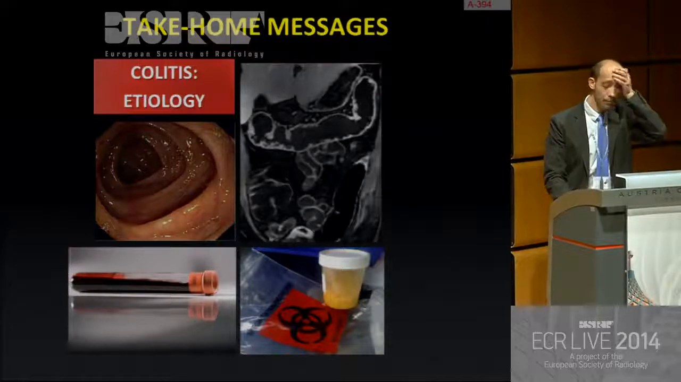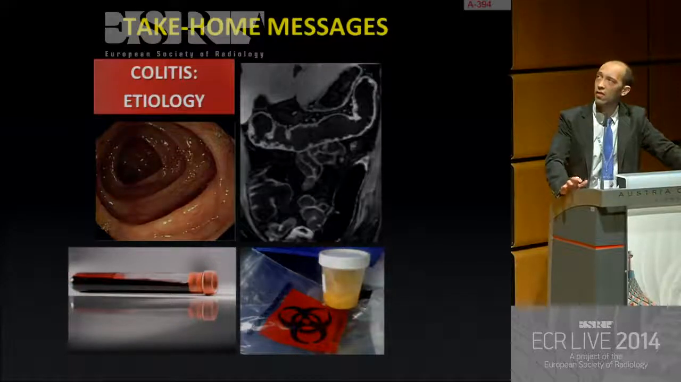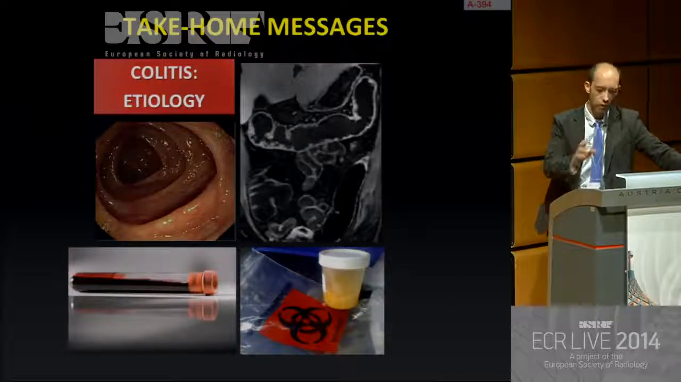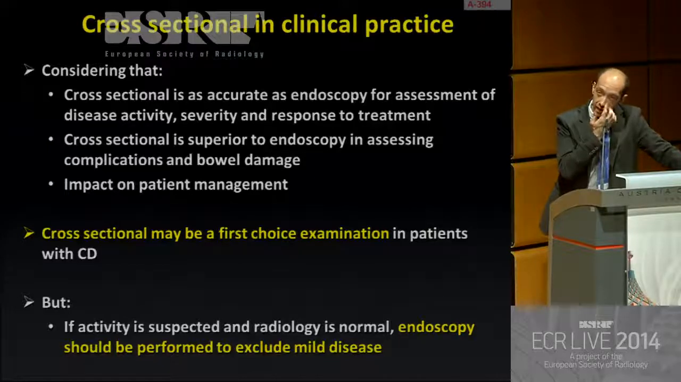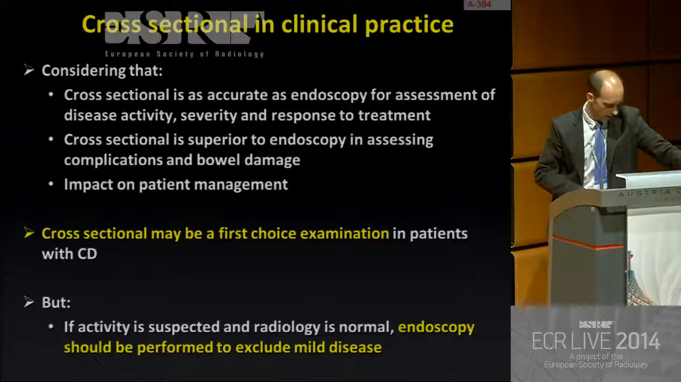So in summary, the diagnosis of Crohn's and ulcerative colitis relies on a combination of endoscopy, clinical symptoms, imaging, pathology, and biomarkers. In the adequate context, we can establish the diagnosis of Crohn's disease, and considering that cross-sectional imaging has similar accuracy for extension, detecting activity and grading severity as endoscopy in the colon, we can use this technique as a first-line tool, especially considering that we are able to better assess the complications than endoscopy, and we can follow up these patients by cross-sectional imaging.